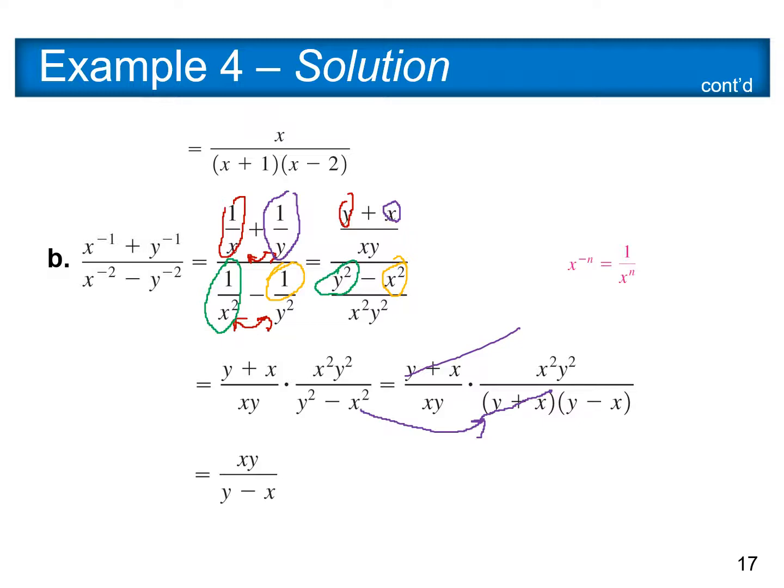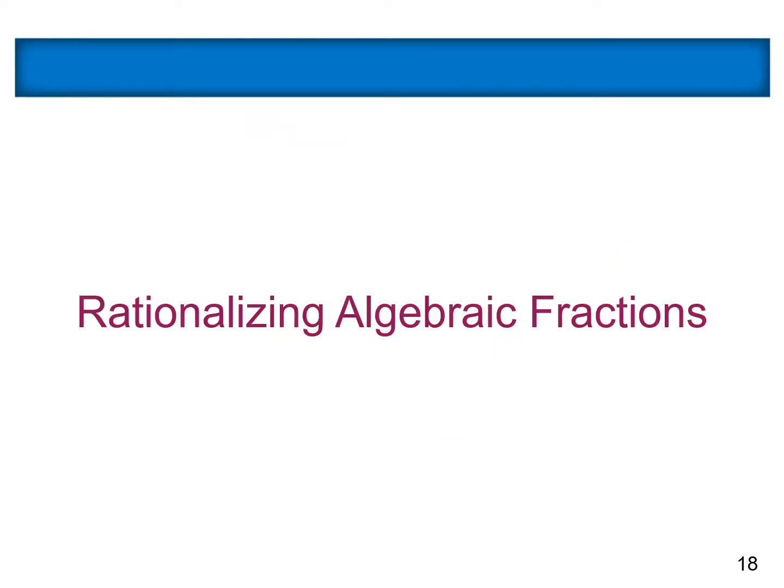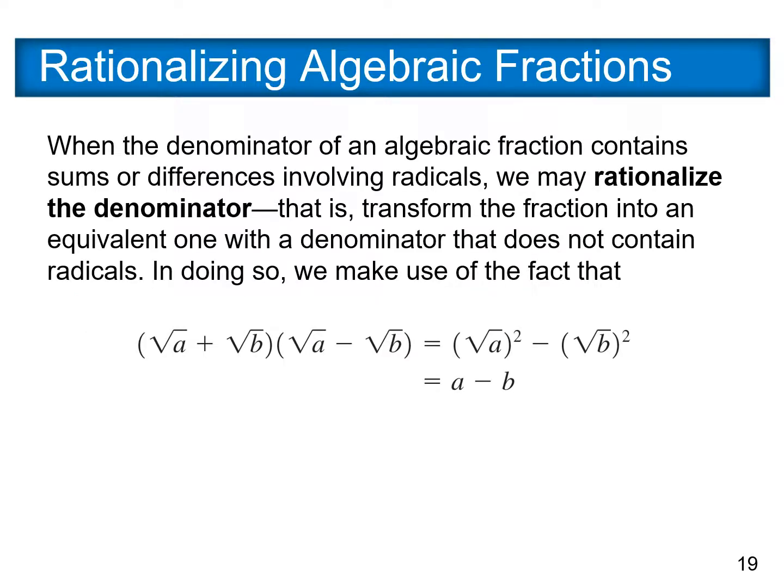And now we're going to talk about rationalizing algebraic fractions. This part can sometimes be a little bit tricky. Like I explained to you, this comes from the rule that I just showed you, that whenever you have a number squared minus another number squared, you can rewrite that as a minus b multiplied by a plus b.